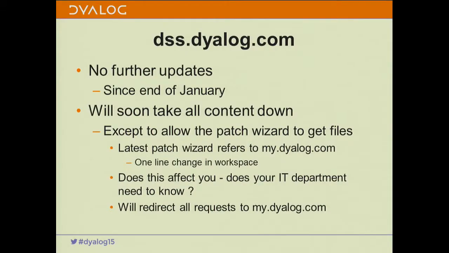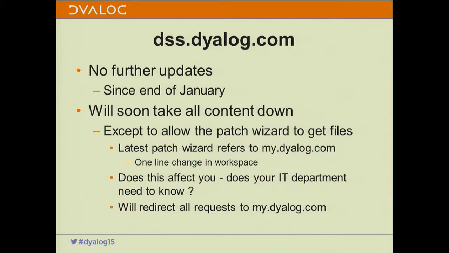The first enhancement is we're getting rid of dss.dyalog.com. We haven't updated it since January, and we intend to take all the content down in the next few weeks probably. The one exception is the Patch Wizard workspace on Windows has the URL dss.dyalog.com hard-coded into it. That's a bit of a problem.